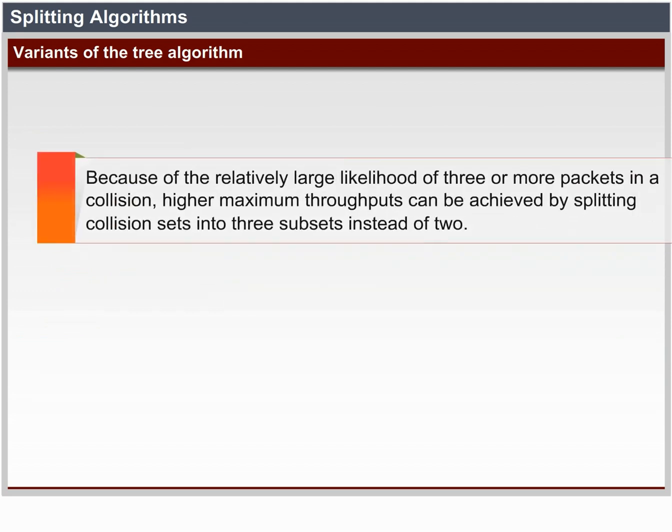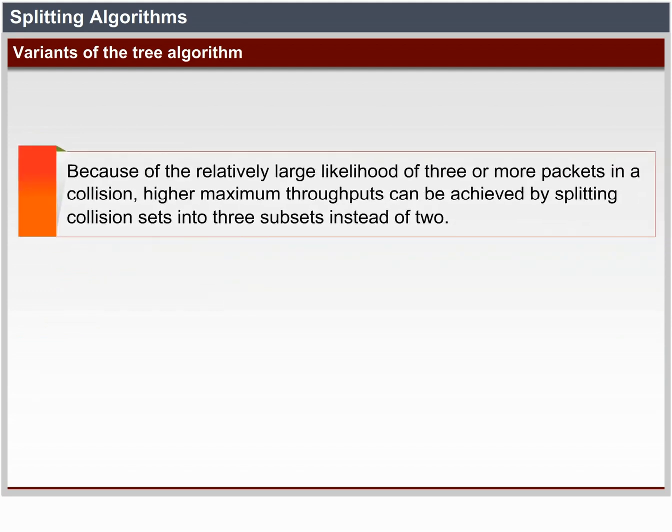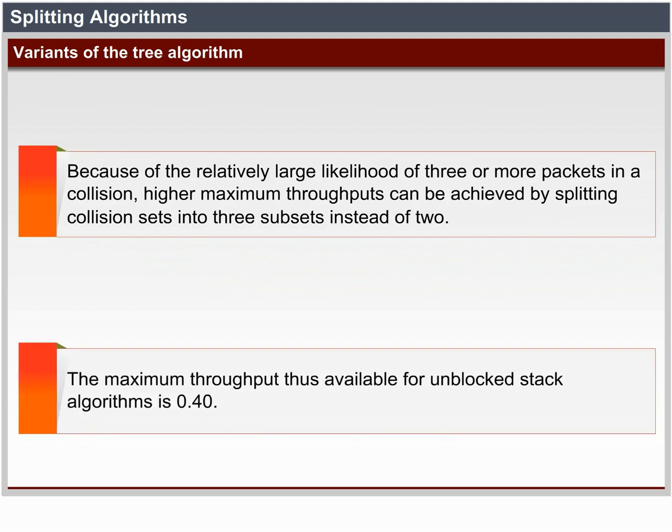Because of the relatively large likelihood of 3 or more packets in a collision, higher maximum throughputs can be achieved by splitting collision sets into 3 subsets rather than 2. The maximum throughput thus available for unblocked stack algorithms is 0.40.